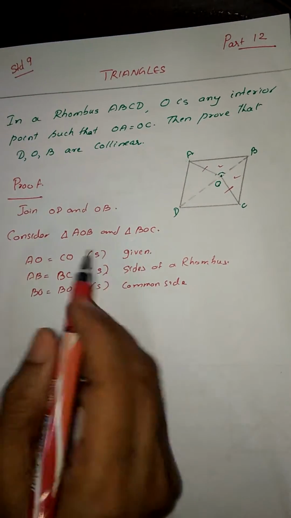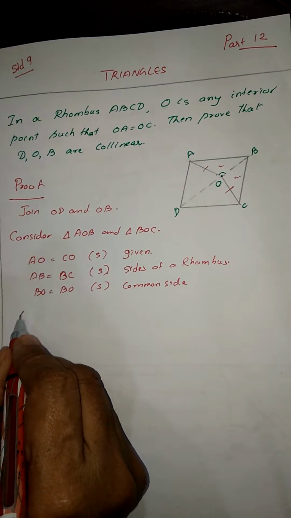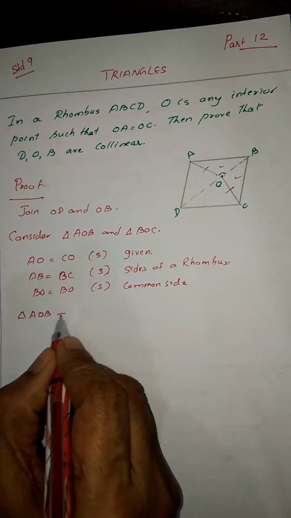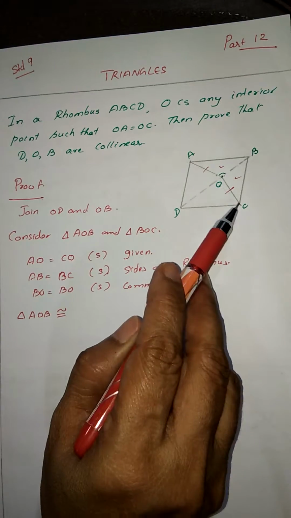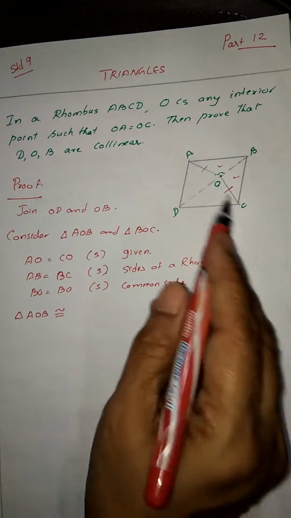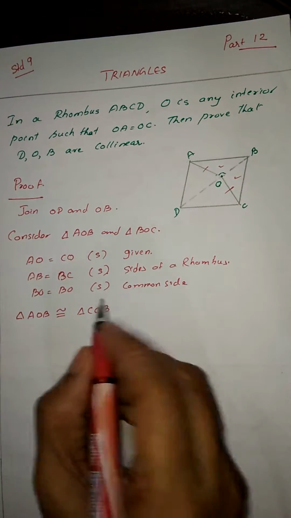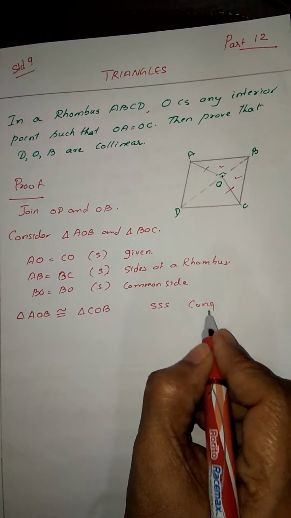So now these two triangles are congruent by SSS congruence. So triangle AOB. Now when you write it, you have to write it in proper sequence. Now AO and CO are equal, so we will write it as AOB congruent to COB. SSS congruence.